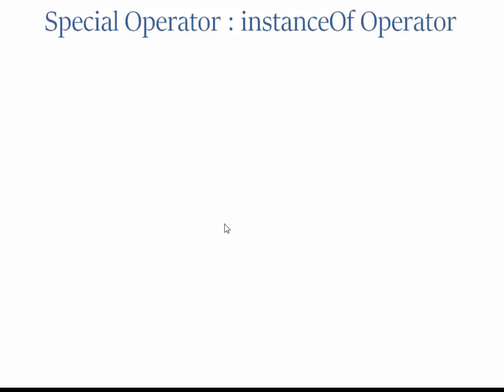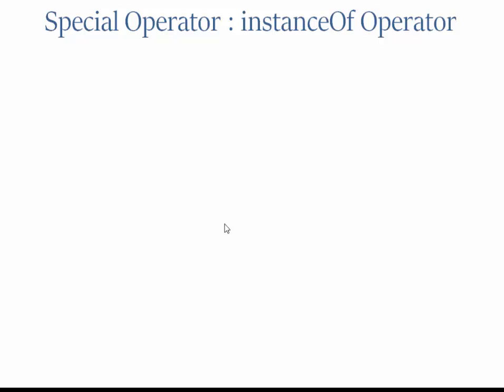So this operator is available only in the Java programming language. This operator is not available in the C programming language. And let us see what the instanceof operator is. So the instanceof operator is an object reference operator. This operator is also known as what? This is known as the object reference operator.